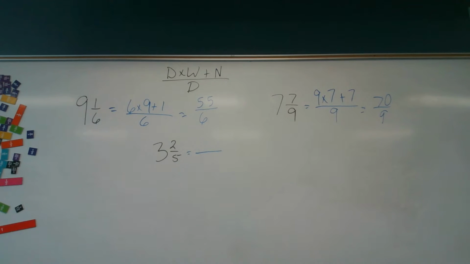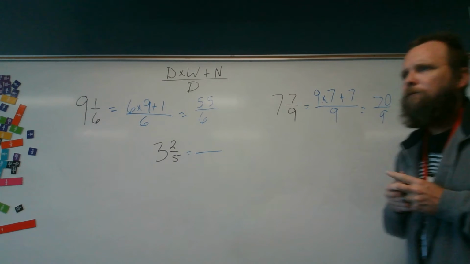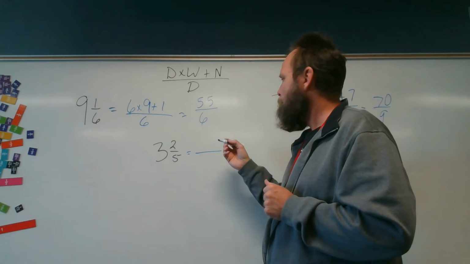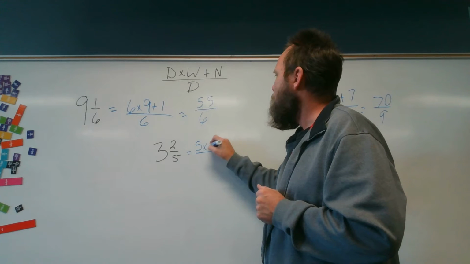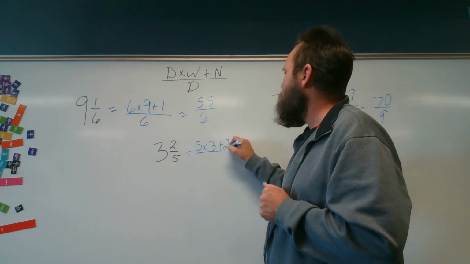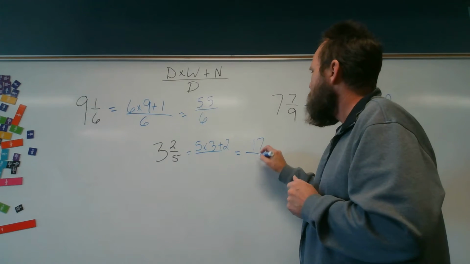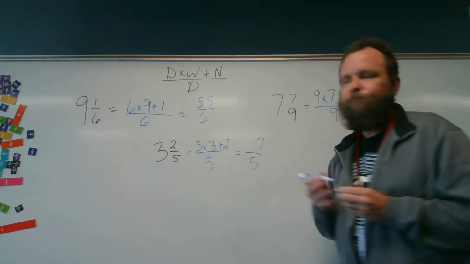Abby, tell me what I do. Please listen. Good. 5 times 3 and add 2. And what do you get? 17 over 5. Can I redo that?